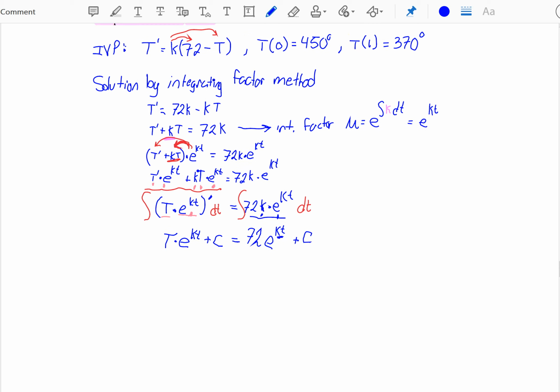Now recall our discussion on these constants. Even though I wrote two constants, I probably should identify that they are different. However, I don't want to keep track of these two constants and how I manipulate them. So in future lines, I'm just going to combine these two constants and let it be some other constant C, so that we get T e to the kt equals 72 e to the kt plus C, where this C is really going to be C1 minus C2.